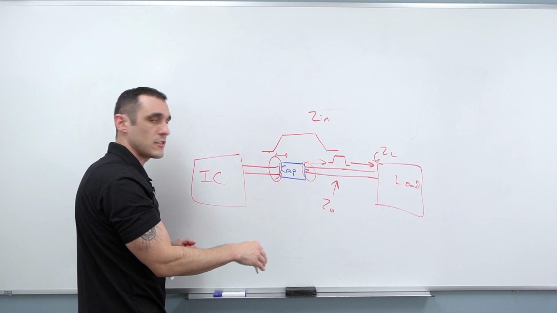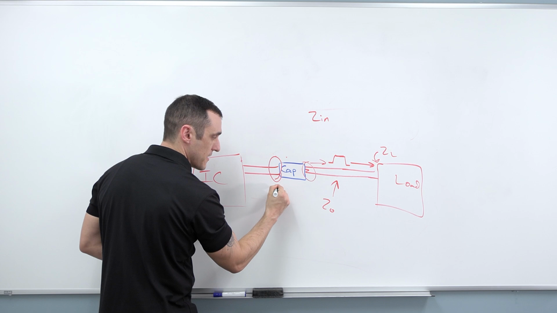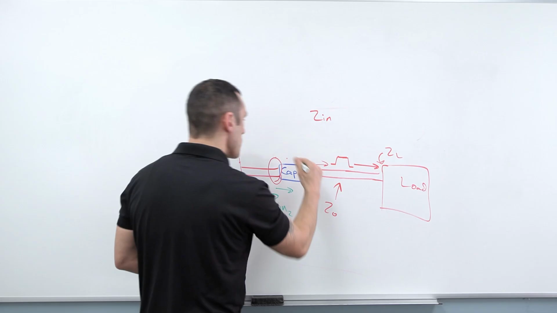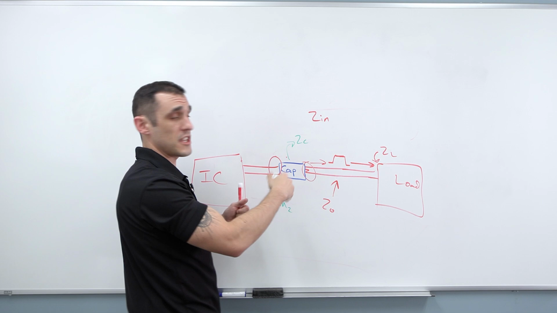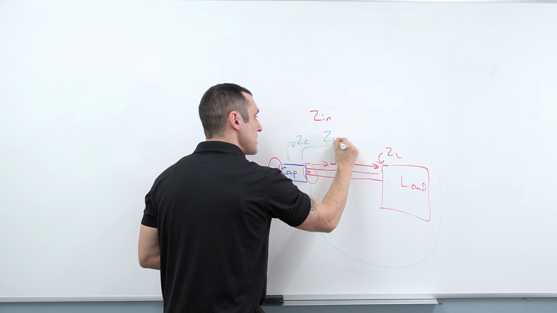Now what we want to do is look at what is the input impedance here on the left side of this portion of the interconnect. So we're looking at this point into this direction. We're just going to call the input impedance seen right here Z sub in 2. So remember, the cap has some characteristic impedance of itself, Z sub C. So it's just going to be the typical capacitor impedance equation. And then here, this entire thing now becomes our new Z sub L, our load impedance.